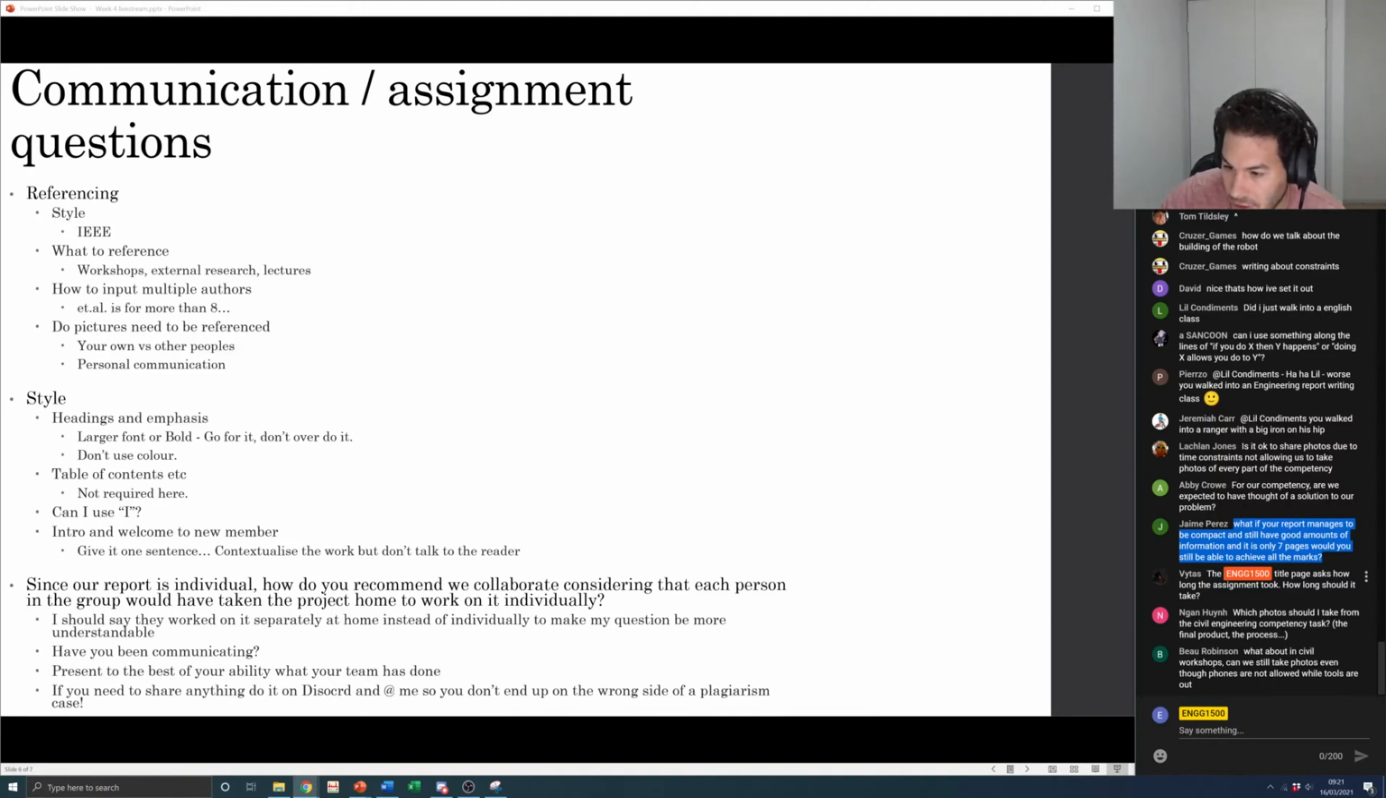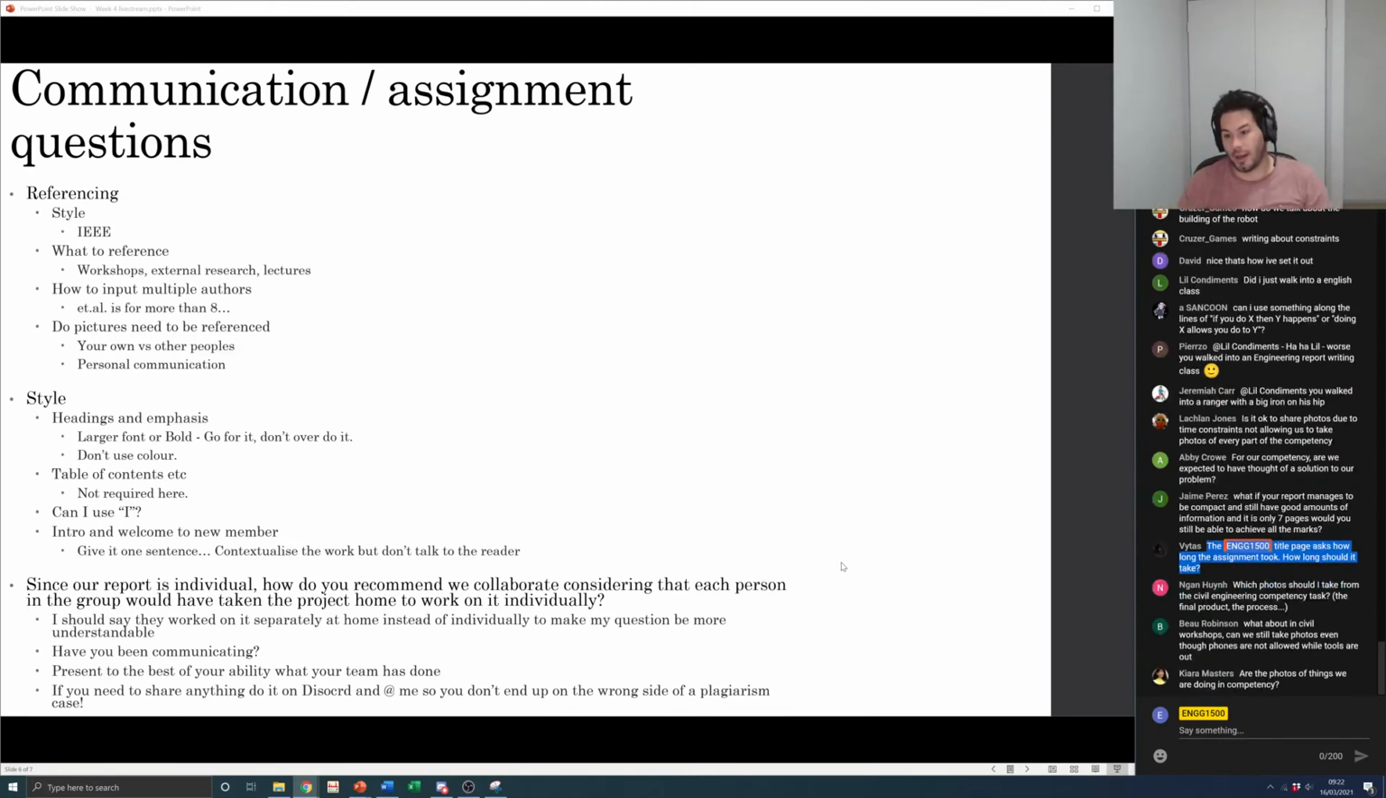The ENGG1500 title page asks how long the assessment took. How long should it take? So this is predominantly a personal reflection for you. Some people have working methodologies where they smash through content super quickly. Some people chip away at stuff really slowly and spend many, many hours at a low intensity. That's fine. I don't know. I don't care. It's for your own personal reflection to be able to look at it and go, this is a body of work that took me this long to produce. If I move forward to another assignment like this in the future, how do I need to budget my time in order to be successful? So it's all about how long it takes you. The only reason it's on there is to force you to write it down.